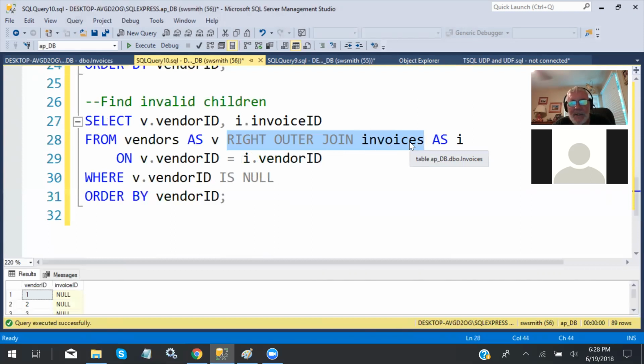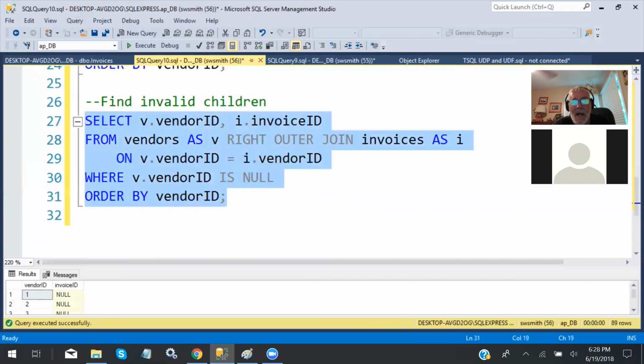My child is usually on the right. My parent is usually on the left. That's just how I write them. You don't have to write yours that way. I'm okay with it if you don't. And then the on condition and where the parent is null. If I execute this, I'm going to find all of my invalid children. In this case, I only have one, invoice ID 68.